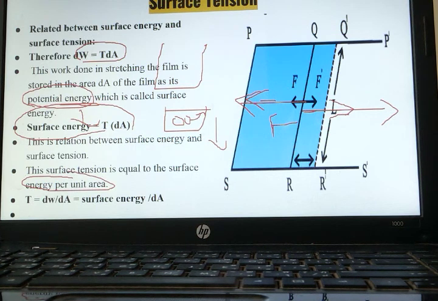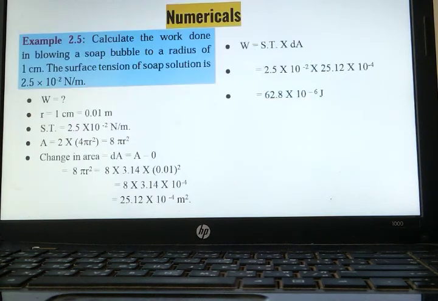Surface tension is equal to the surface energy per unit area. So we have one more formula. Surface energy we denote by dW, and per unit area, as area is coming in the denominator, we denote it as dA.